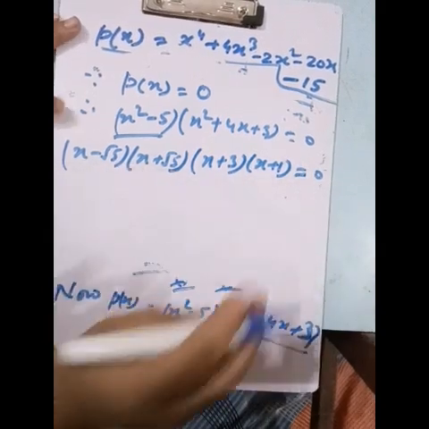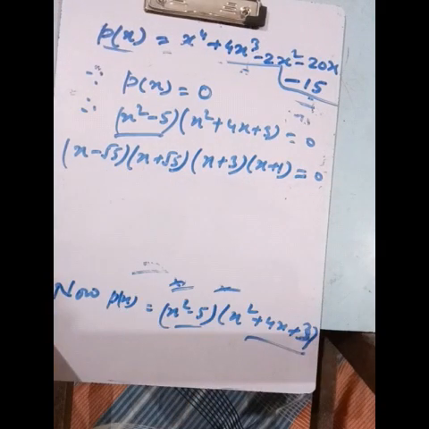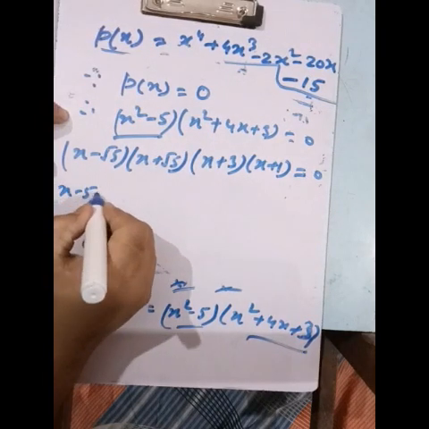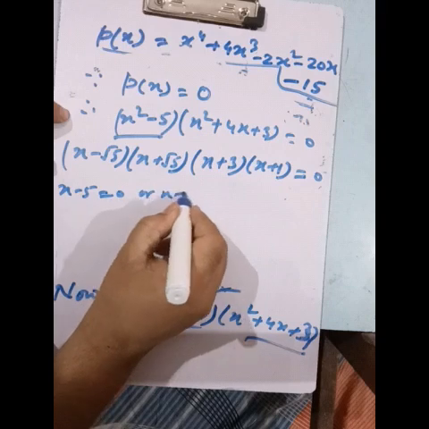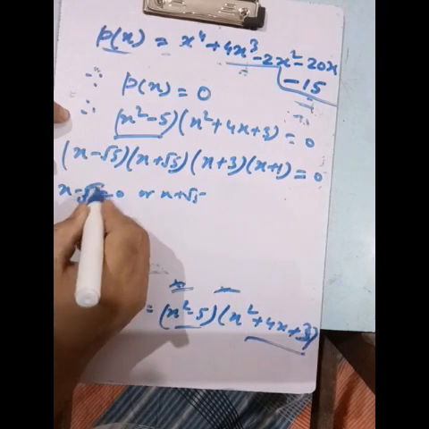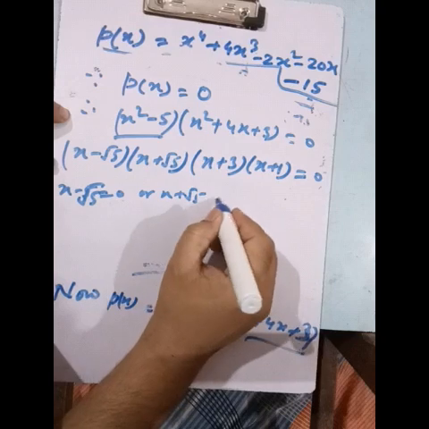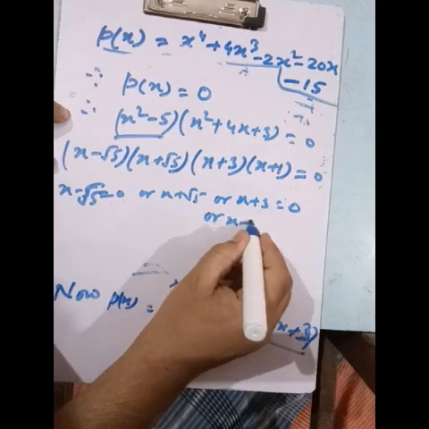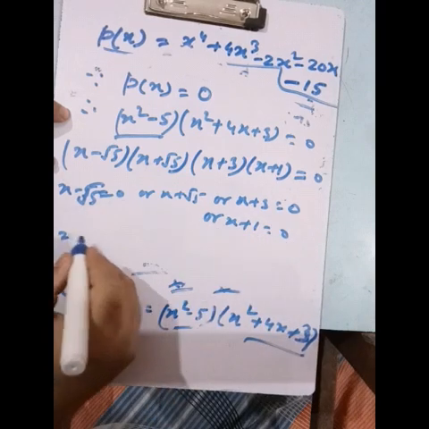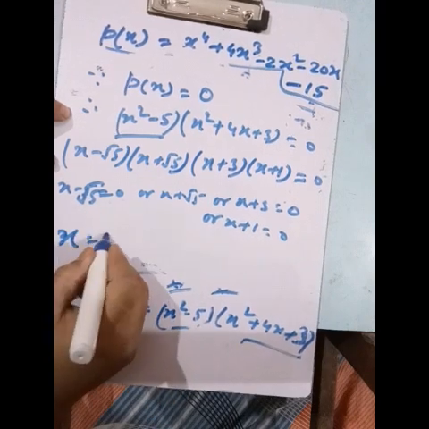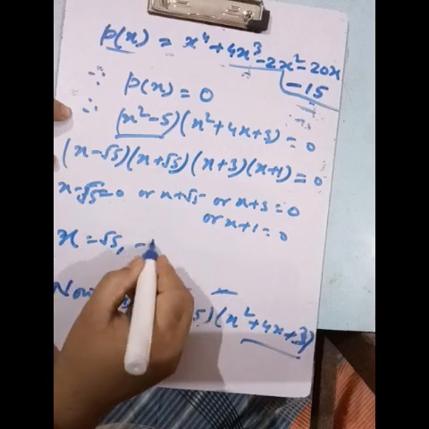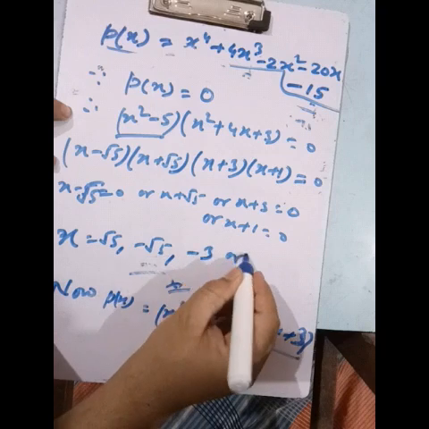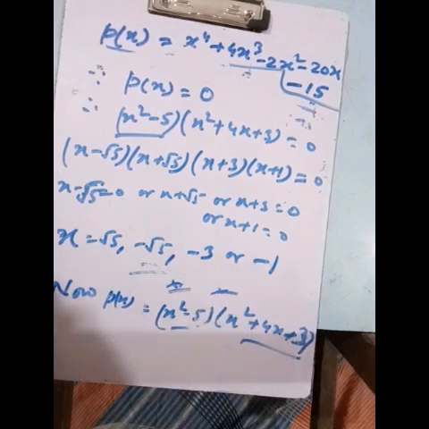Now we are having 4 factors and the product is 0. Then either one of these will be 0. So we will write here x minus root 5 is equal to 0, or x plus root 5 is equal to 0, or x plus 3 is equal to 0, or x plus 1 is equal to 0. From this we get x is equal to root 5. Here we get minus root 5. Here we get minus 3 or minus 1. So we have got these 4 zeros.